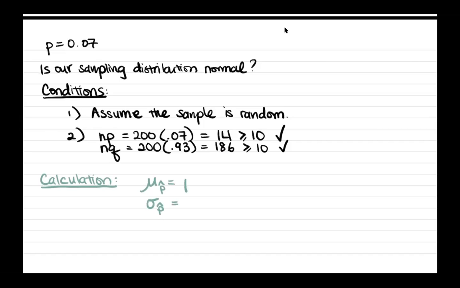According to our formula, the mean of our sampling distribution is just the true p, so that is 0.07. And then the standard deviation is the square root of pq over n. So this is the square root of 0.07 times 0.93, that's our q, all over 200. Let me calculate that, and I get 0.018.